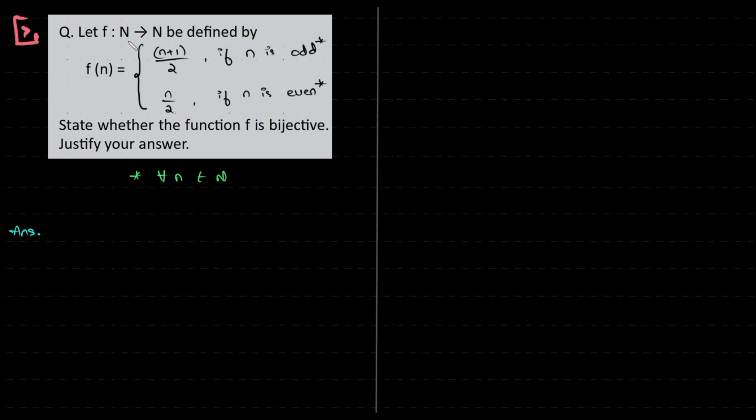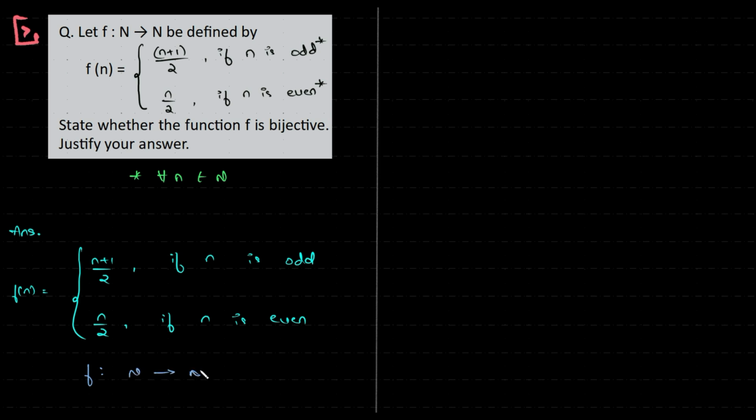Let the function map natural number to natural number be defined as follows. We have f of n equal to (n plus 1) by 2 if n is odd, and n by 2 if n is even. And it's mapping natural number to natural number. So let's have a look at the output.